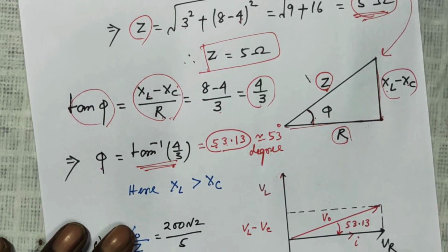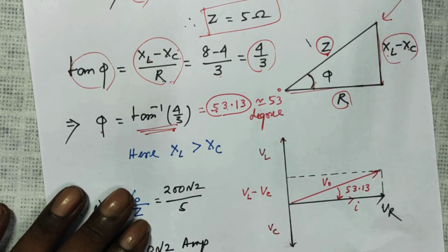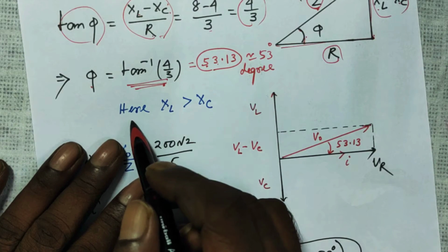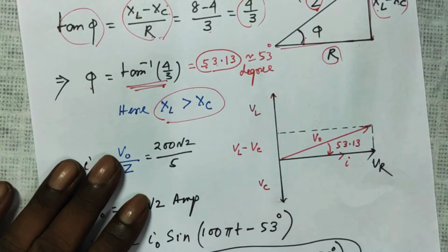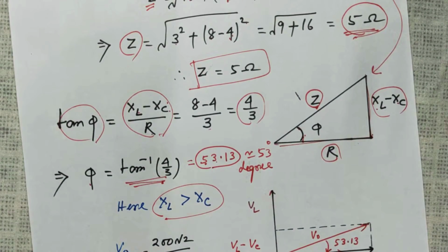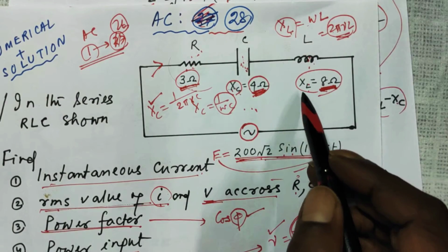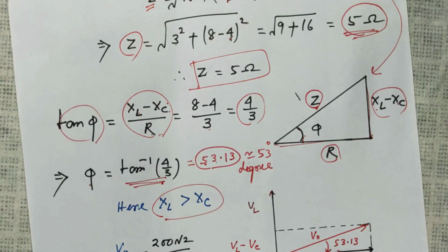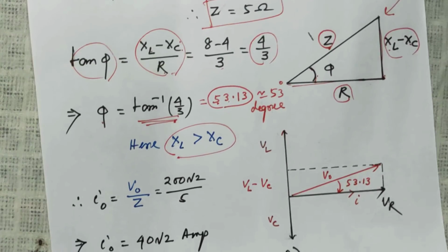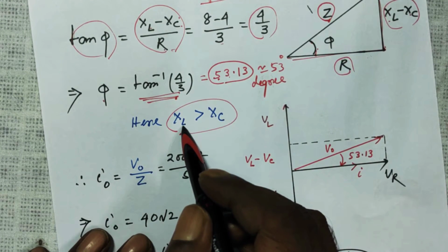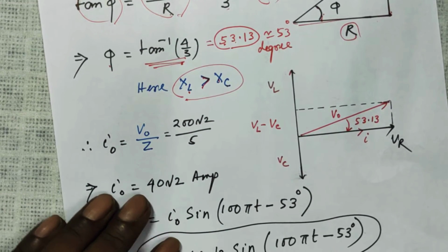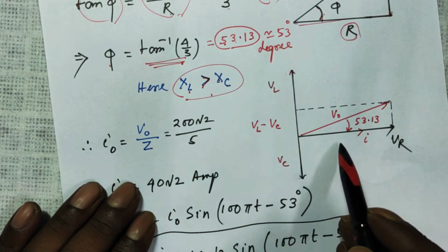Now is interesting and very fundamental. Here XL is greater than XC. How? Because XL was given as 8, XC was given as 4. So 8 is greater than 4. So XL is greater than XC. Means the resistance offered by the inductor is more than the resistance offered by the capacitor. Now, this part I will explain here.